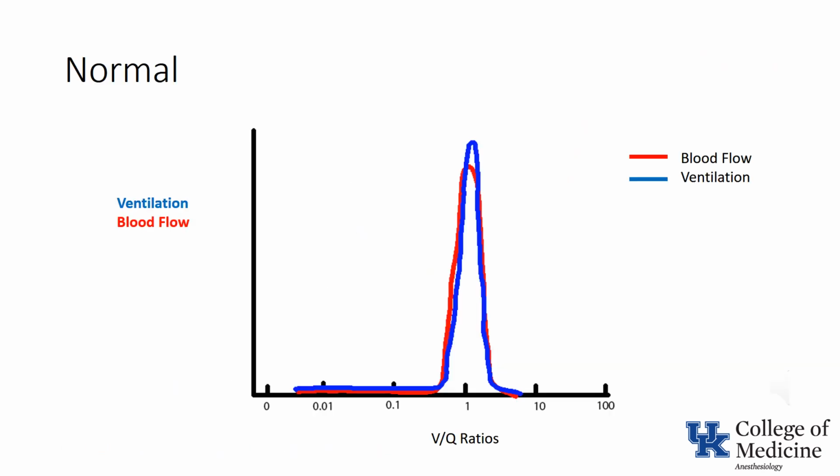Finally, consideration needs to be given to graphs obtained using the multiple inert gas technique. This is capable of displaying the VQ ratios of lung units. Notice that the x-axis represents VQ ratios, while the y-axis represents ventilation, blue line, or blood flow, red line. Note that almost all of both the ventilation and perfusion are tightly centered around a VQ ratio of 1. There is no absolute shunt, that is, areas with a VQ ratio of 0. And there is no dead space, that is, a VQ ratio equal to infinity.